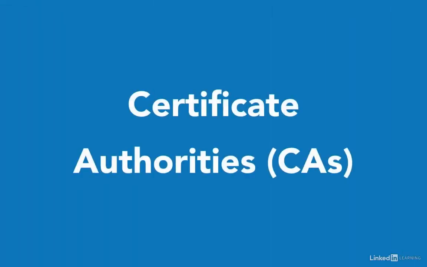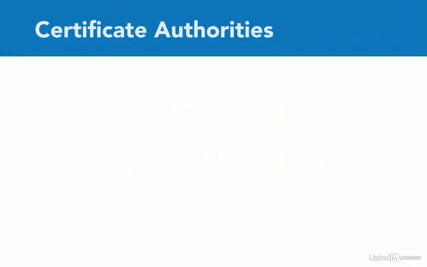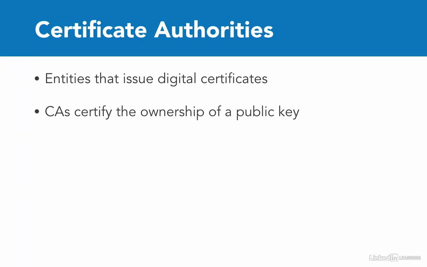In this chapter, we're going to talk about how to choose the right certificate for your needs. And we're going to begin with a discussion of certificate authorities, or CAs for short. Certificate authorities are entities that issue digital certificates. CAs certify the ownership of a public key. Remember, that's what an SSL certificate does. It certifies the ownership of a public key. So CAs are going to perform that for us.